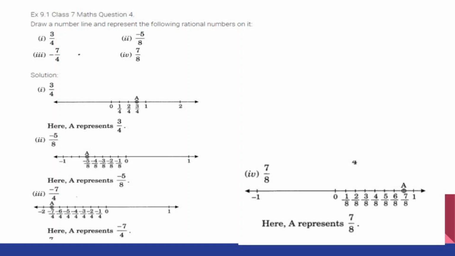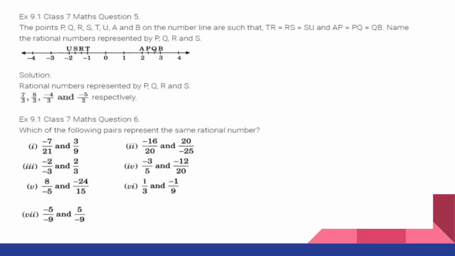Coming to question number 4, draw the number line and represent the rational number on it. The number given is 3 by 4, so we have to draw between 0 and 1. Taking one less than the denominator, we'll mark 1, 2, and 3. That will be 1 by 4, 2 by 4, and 3 by 4. So 3 by 4 will be marked as the required point. Similarly, you can try for these number lines.